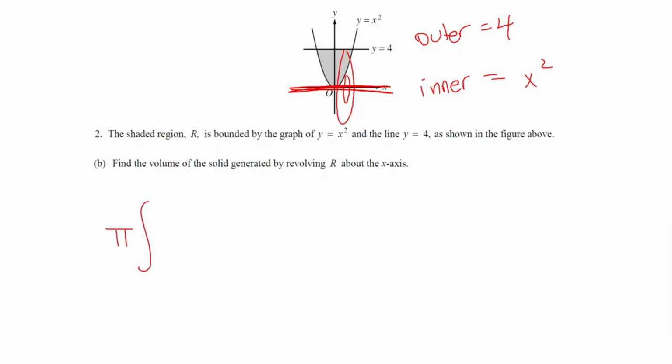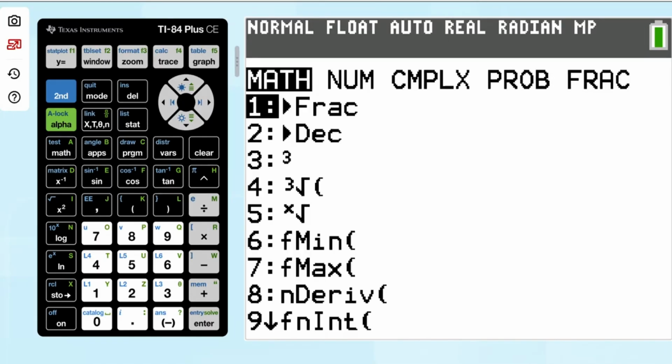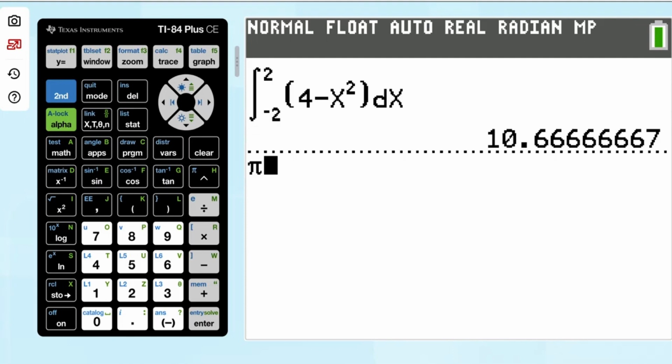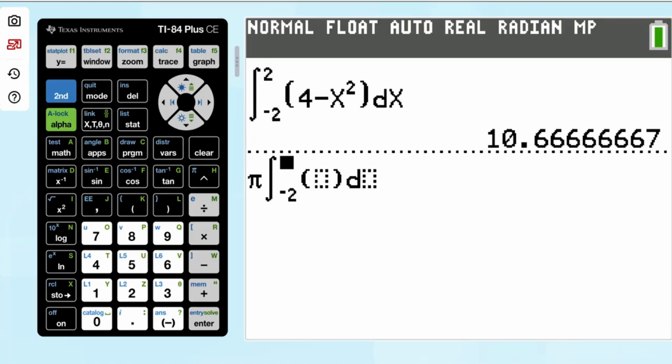We'll just do pi times the integral from -2 to 2 of our outer radius, 4 squared, minus our inner radius of x squared squared dx. And of course, this is a calculator question again. So you can go ahead and use your calculator for this, although you don't really need to. Don't forget the pi out in front. We'll do math option number 9. And we're going to integrate from -2 to 2. And 4 squared is 16, and x squared squared was x to the 4th dx.